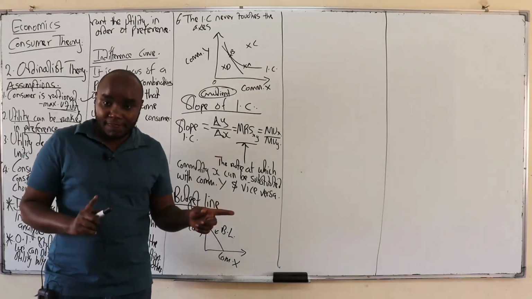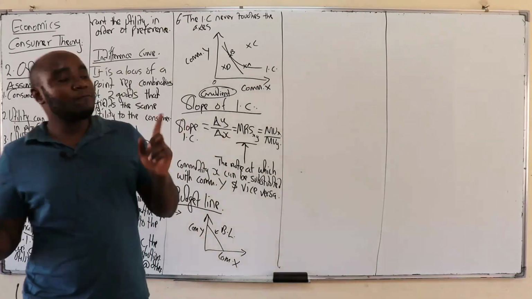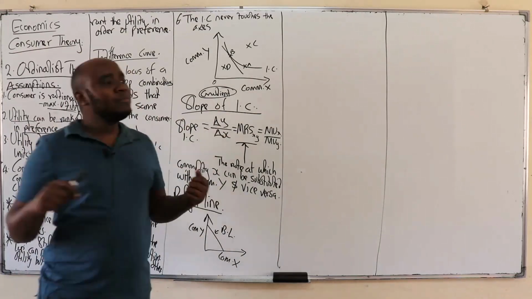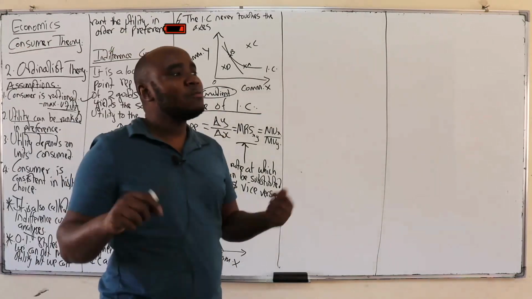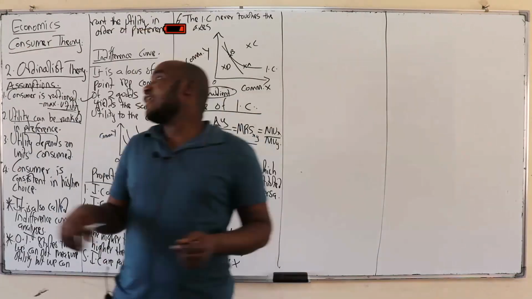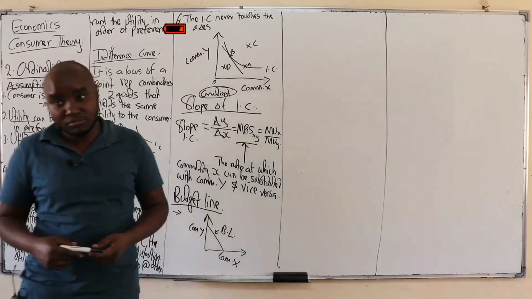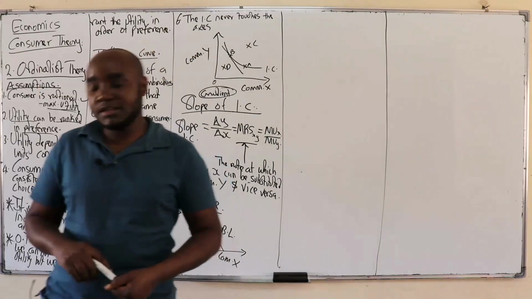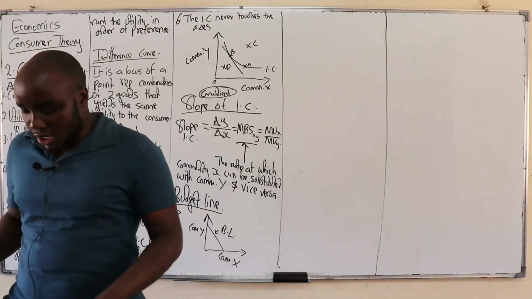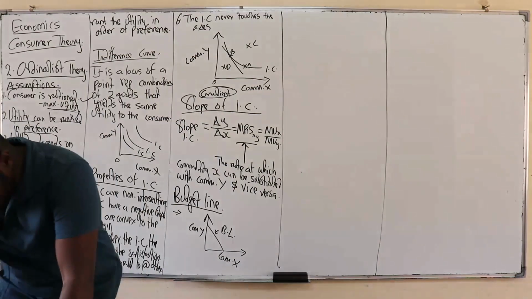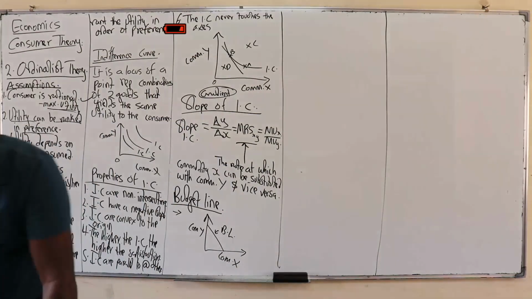The market forces might determine the amount of commodity X and Y that I will consume. Are you together? Yes, yes. So it's always constant. Let's talk about the slope.